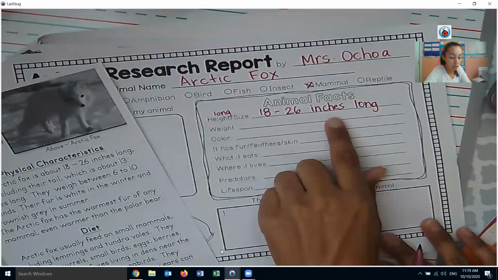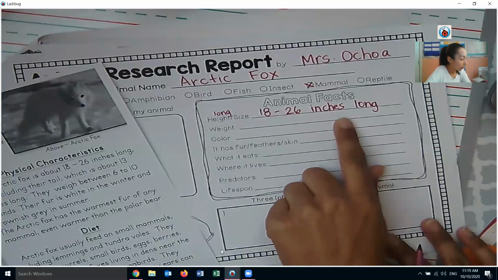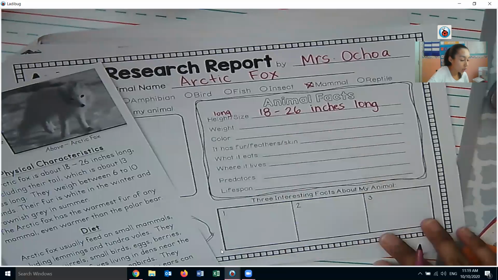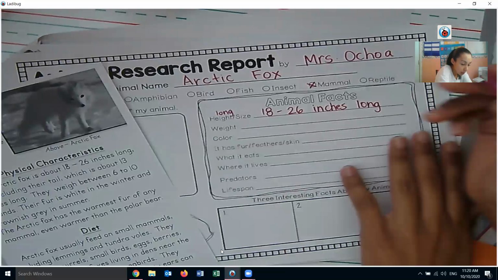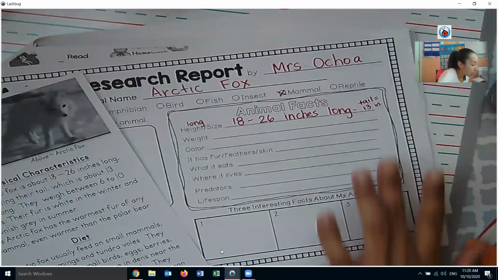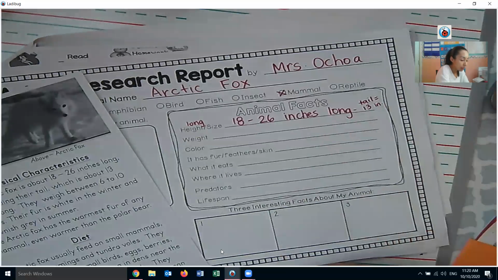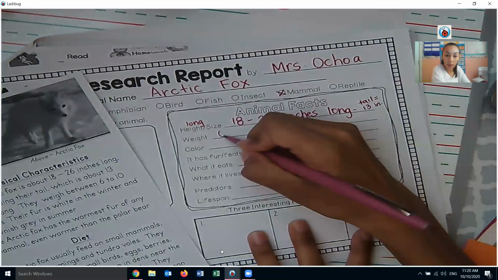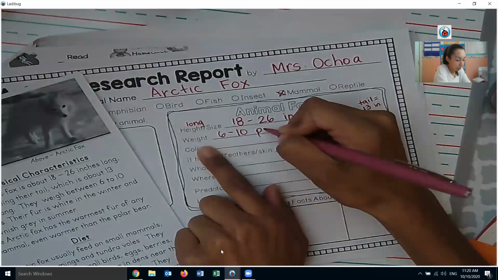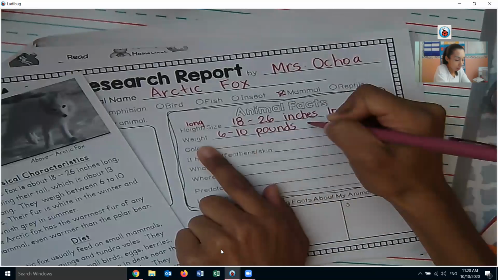It'll either say inches, maybe feet, not including their tail, which is about 13 inches long. So 18 to 26 inches is just my fox body and head, not the tail. So maybe I'll add a little piece here: tail is 13 inches. And then it says they weigh between 6 and 10 pounds, so that's the weight. You can also abbreviate pounds as lbs.